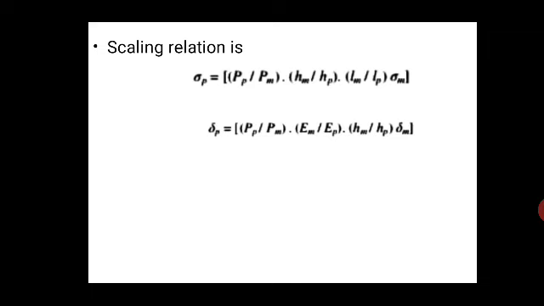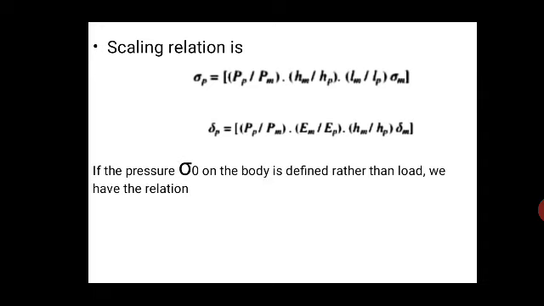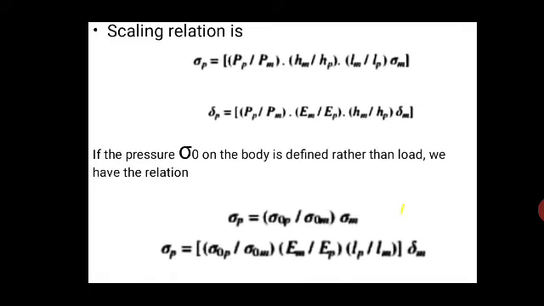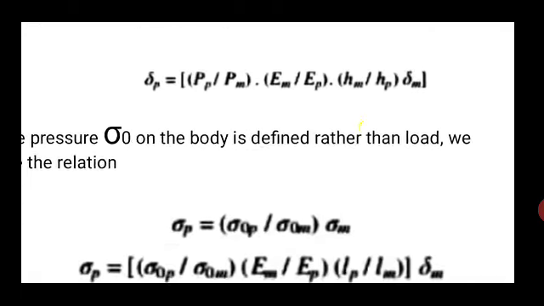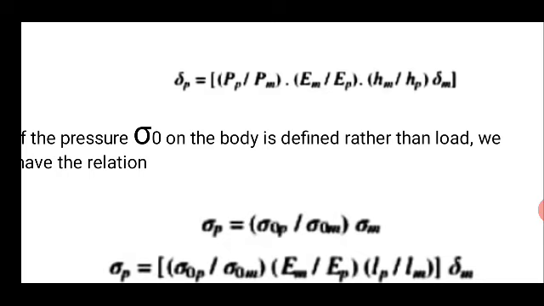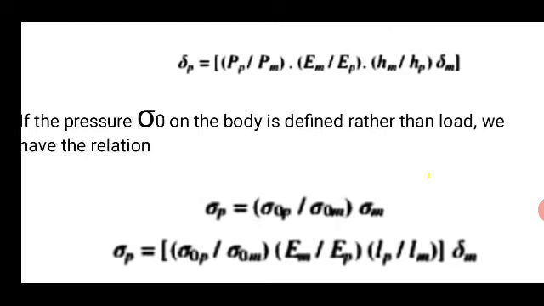So here, delta P is the displacement for the prototype. Now if the pressure or the stress sigma naught on the body is defined rather than the load, we have the relation sigma P is equal to sigma naught P plus sigma naught M into sigma M.